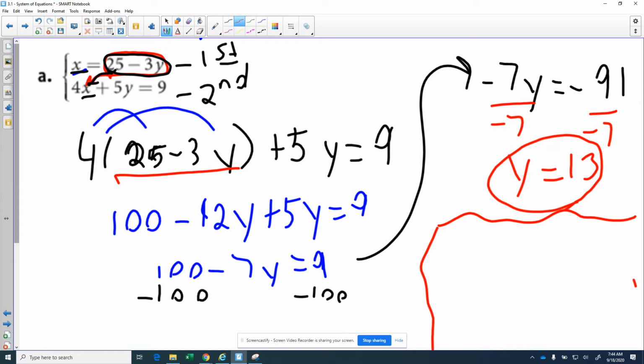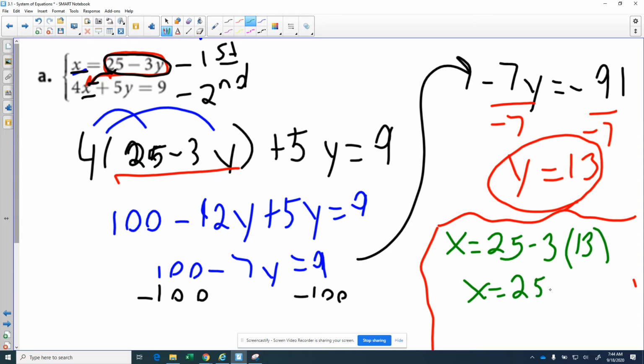So let's go ahead and do that. We can take the original equation, which was x equals 25 minus 3 times y, and plug 13 in for that. And if you notice, we have an equation in which all we have to do is solve out and get an x. This would be x equals 25 minus 39, or x equals negative 14. And by using that method, we were given both a y answer and an x value. Okay?